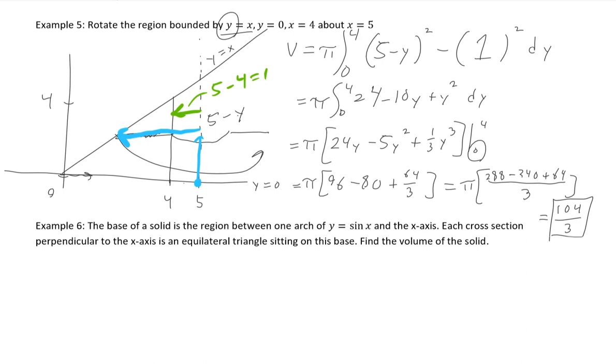Hold on. No. I missed an 8. 288 minus 240 is 48, plus 64 is more than 104. It's 112 divided by 3. Yep. Okay. So that's good.